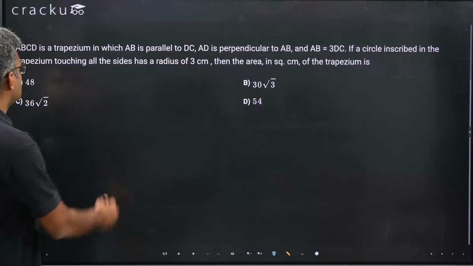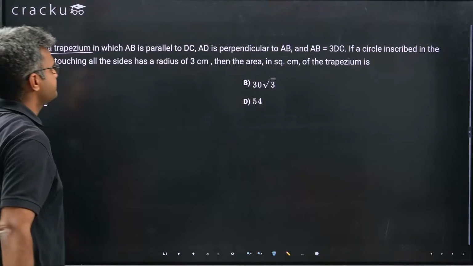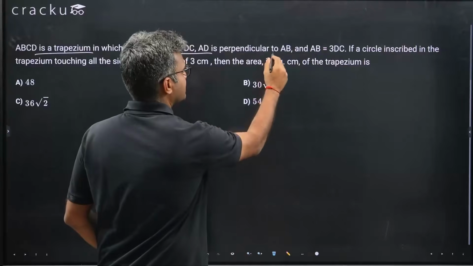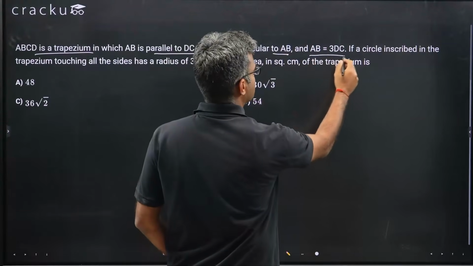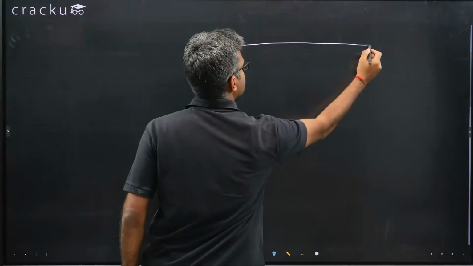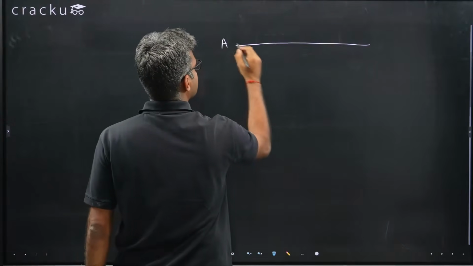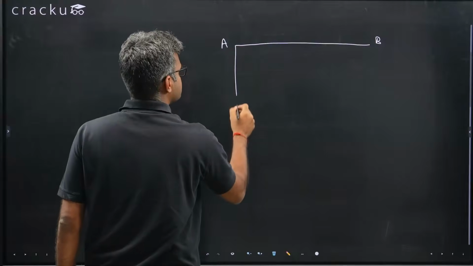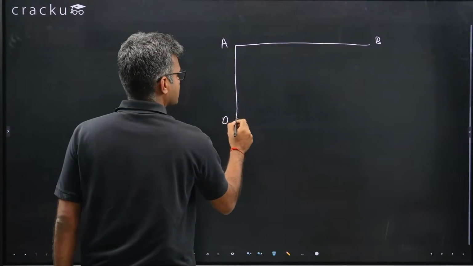In this question, we are told that there is a trapezium ABCD such that AB is parallel to DC, AD is perpendicular to AB and AB is equal to 3DC. So the trapezium looks something like this. This is A, this is B, AB is perpendicular to AD, so this is D and this is C.